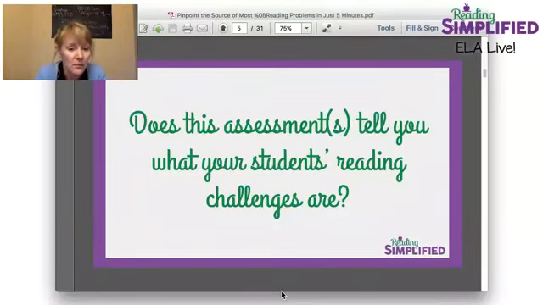Okay, Debbie, you used the MAZE. Is that part of the DIBELS? I don't know that one. But Bobby uses the DIBELS, that's great.